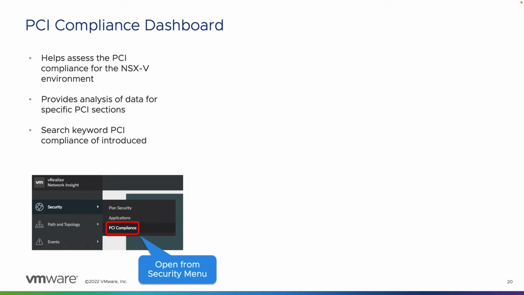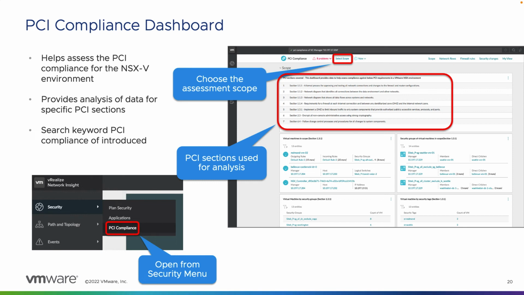Again, this is going to help assess the PCI compliance for both NSX-V and NSX-T environments, provide analysis of data for specific PCI sections. So once we're inside the PCI compliance dashboard, you have the option to choose the assessment scope. You're also going to be able to see the PCI sections used for analysis, and then each one of the widgets that's broken out by each section containing the data that we're going to be looking at, such as virtual machines within the scope, security groups within the scope, firewall rules, clear text protocol flows, etc.